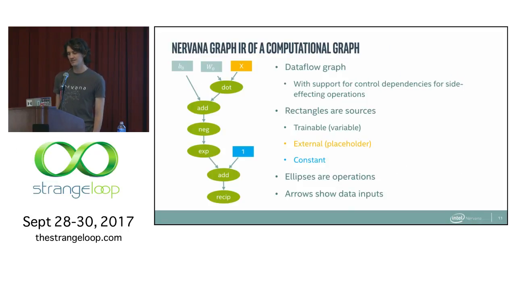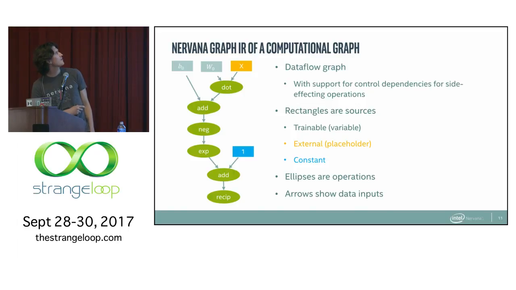This is what the intermediate representation of the computational graph would look like. If you've seen data flow graphs from TensorFlow, this should look very familiar to you. So it consists of a data flow graph where, in this picture, we're representing sources by rectangles. The orange represents internal data entering the system. And then trainable parameters are represented in gray. And then constants in the system are represented in blue here.